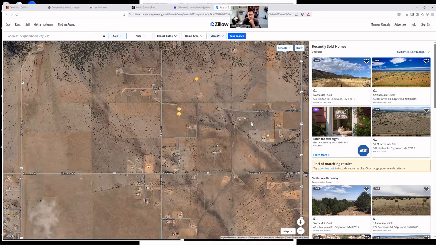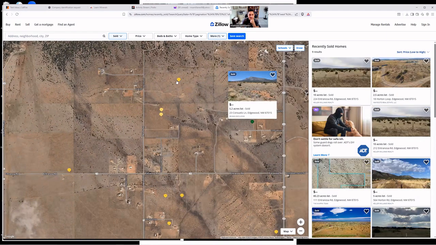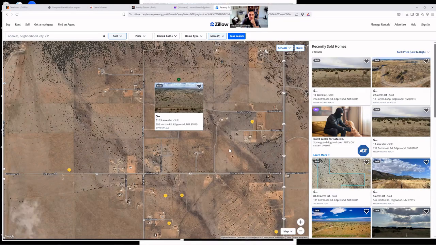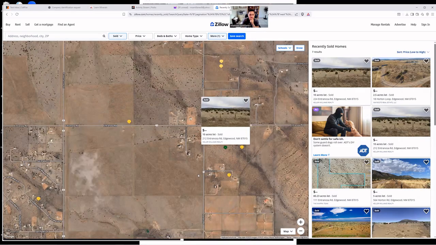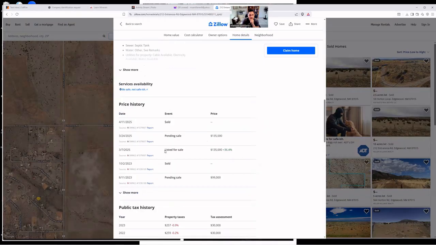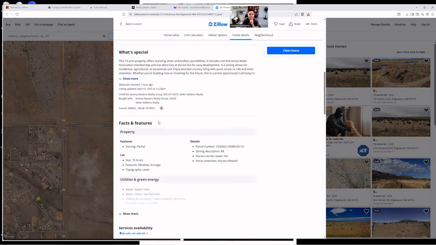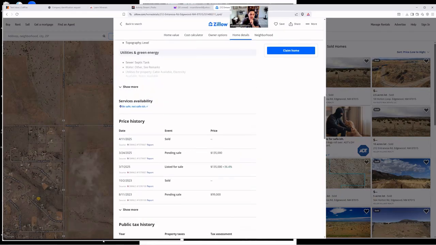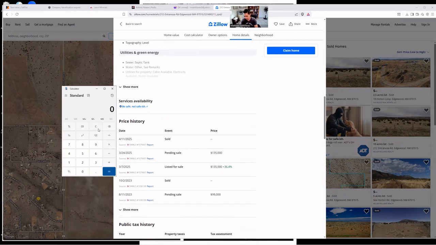Let's see if we could find something else. 5 acres, 50 acres, 10 acres. Okay. So here's a 10-acre tract that sold April of 2025. It is pending for 135, so the pending price was 135. We're taking off 10% to assume the sold price, which is $121,500. Divided by 10 acres, that brings us back to 12,000.